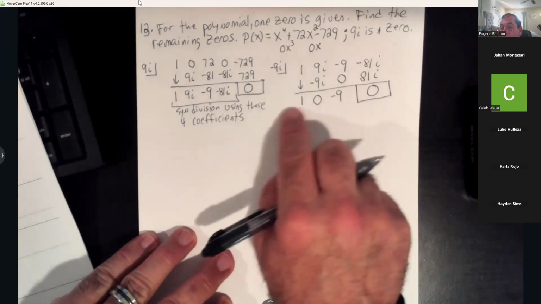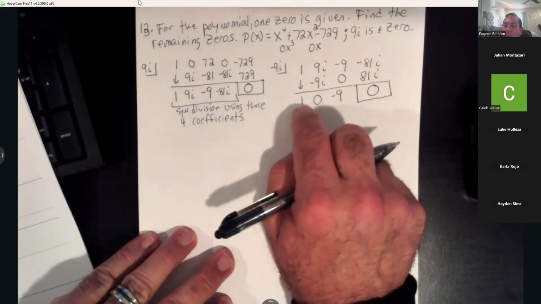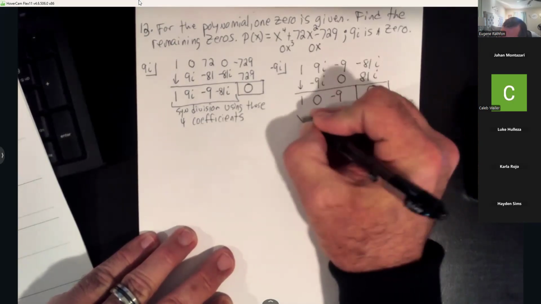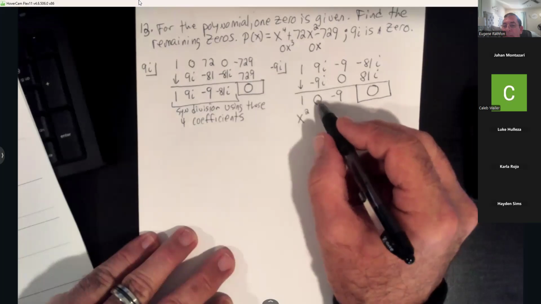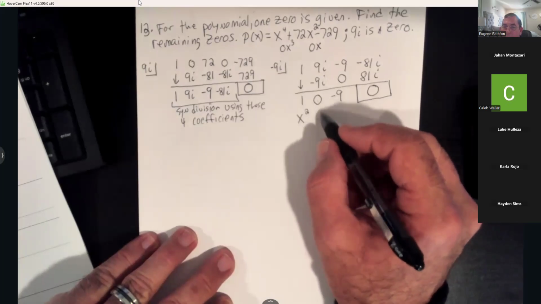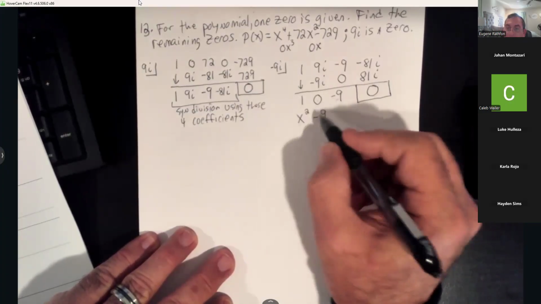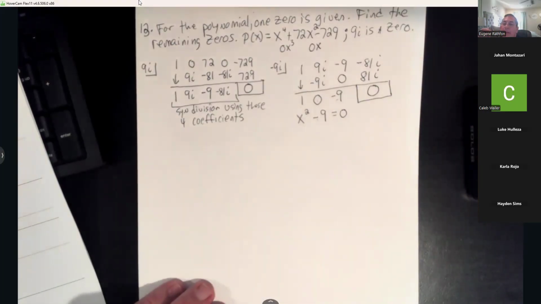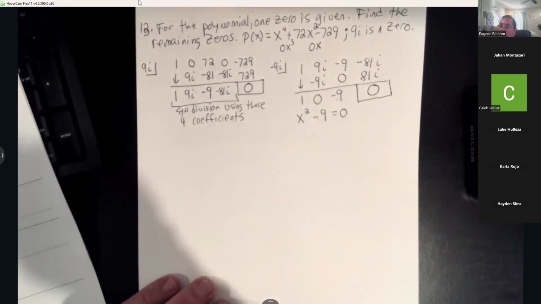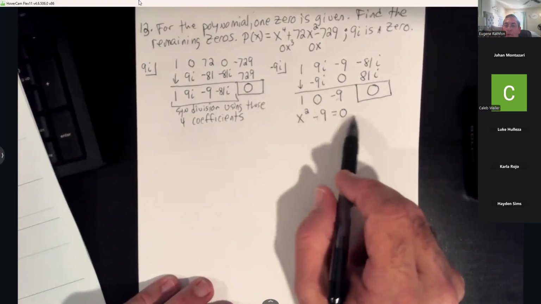Now we got 3 numbers, so now this becomes sort of quadratic. This would be 1x squared. That would be 0x's. So since it's 0x's, I don't have to write it. And then that would be my negative 9. So I would take this now and set it equal to 0 and solve it for my last 2 zeros. So once y'all get it down to 3 numbers, it's now going to be quadratic, okay?